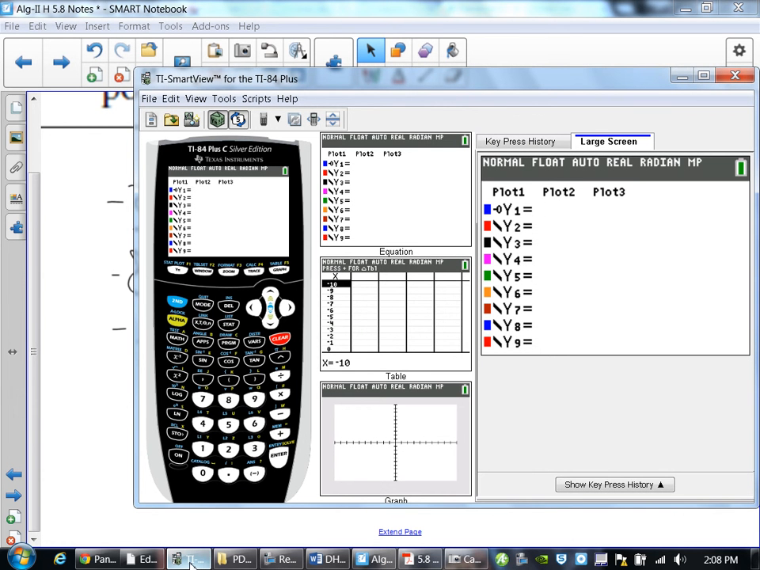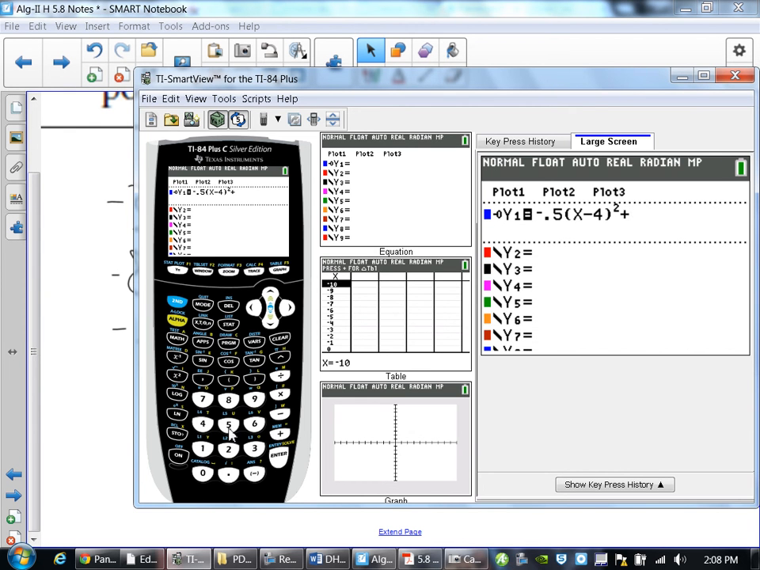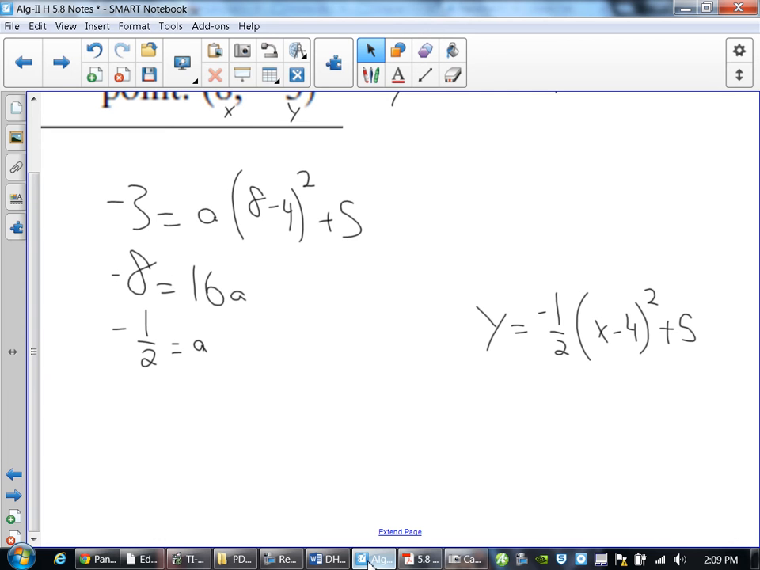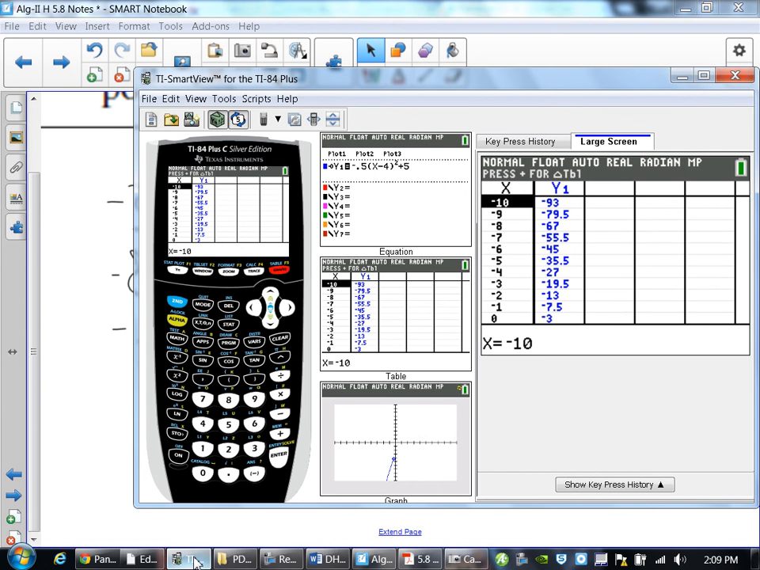And a lot of times when I have fractions, if my fraction is an easy number like half or quarter, I normally just type a decimal, just because it's faster. If you want to put the fraction in, that's fine. But I knew that the equation we came up with was negative 1/2 parentheses x minus 4 quantity squared, and then it was plus 5, right? So it should be that. Now, with any luck, if I hit second graph, you should get a table. The ordered pair that they gave us to use was 8, negative 3. So what we want to do is go through our table and just scroll.